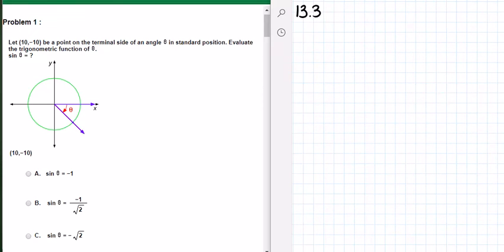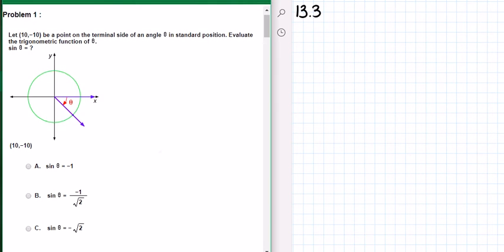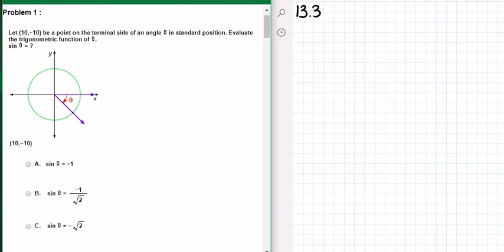In this video, we are going to be going over additional examples for section 13.3. So looking at problem 1 here, let (10, -10) be a point on the terminal side of angle theta in standard position. Evaluate the trigonometric function of theta, and then find the sine of theta.